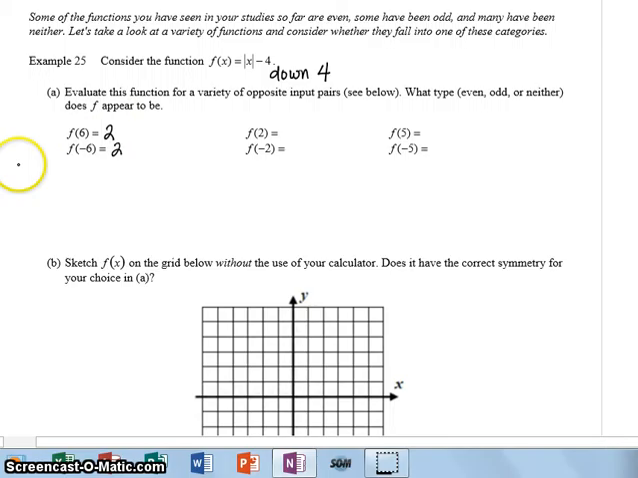So think of it this way. This one is the coordinate 6, 2. This one is the coordinate -6, 2. So the only thing that changed was opposite x. Therefore, I know that that function is even.